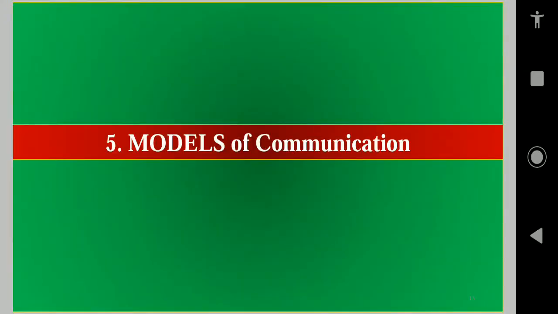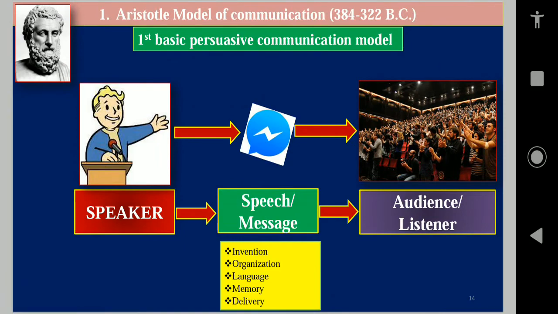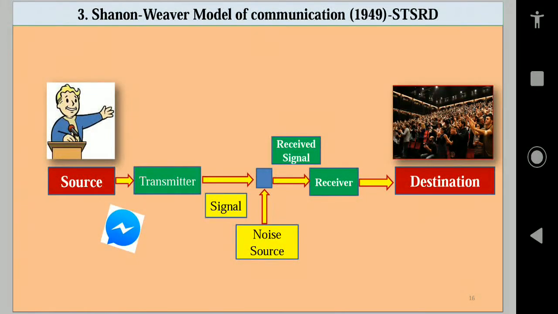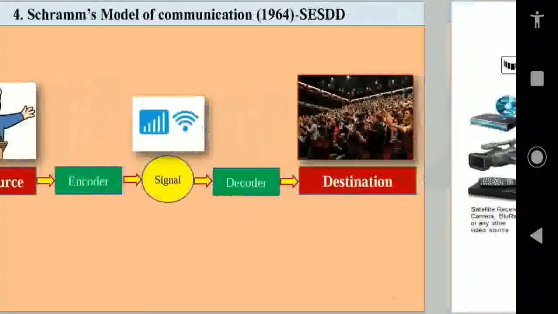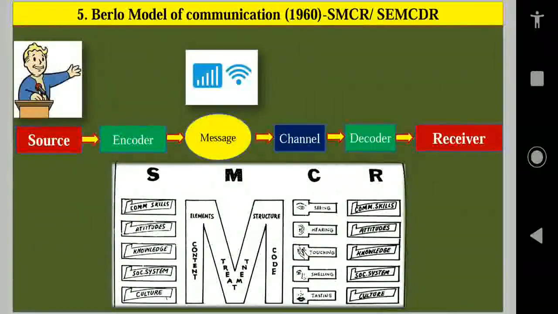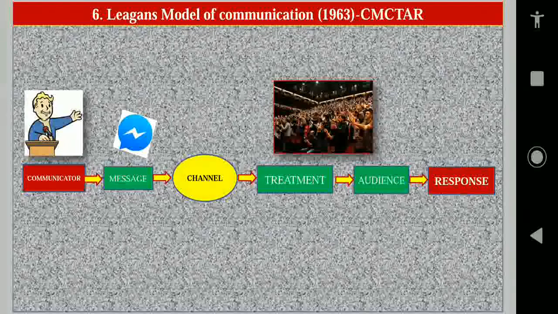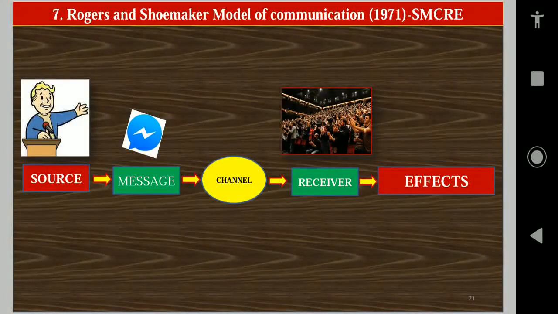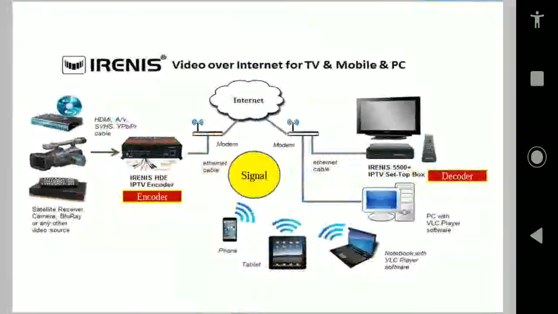Next come to the models of communication. Here we will read 7 models of communication. First model is Aristotle model, second is Lassell model, then Sennenhofer model, then Schramm model, then your Berlo model, and sixth one is your Ligands model, and last one is your Rogers and Shoemaker model of communication. One by one we'll discuss this.